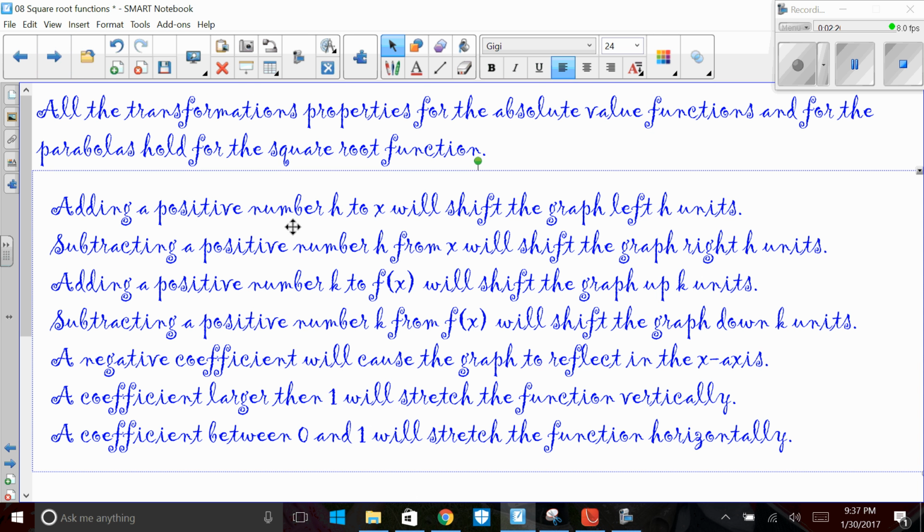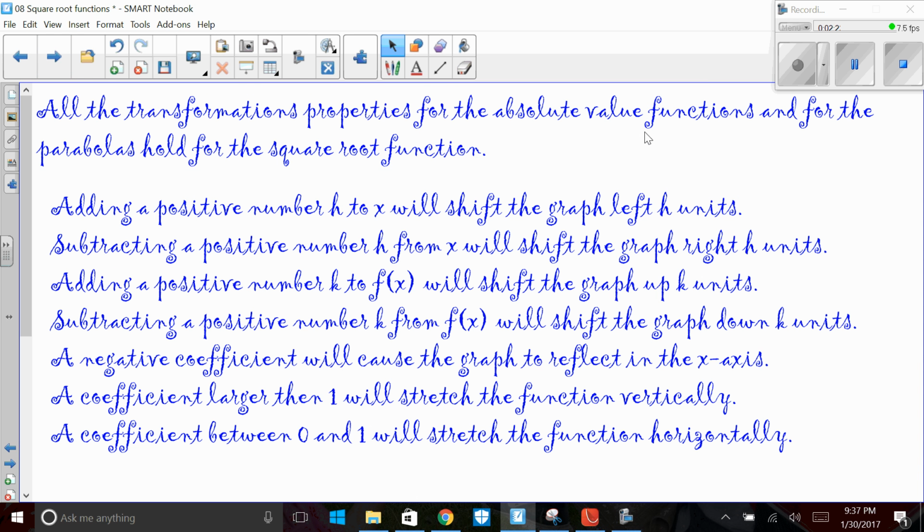And the rest of the facts about this, I know this looks overwhelming, but all these facts that I'm listing here are the facts that are also holding for absolute value functions and parabolas. So all the shifts, all the stretches, reflections in the x-axis, they hold for all the functions we're going to learn about. So you're going to keep seeing these over and over again. So here are some examples.